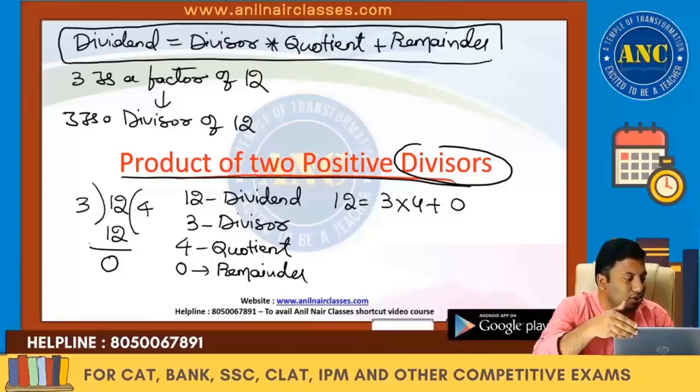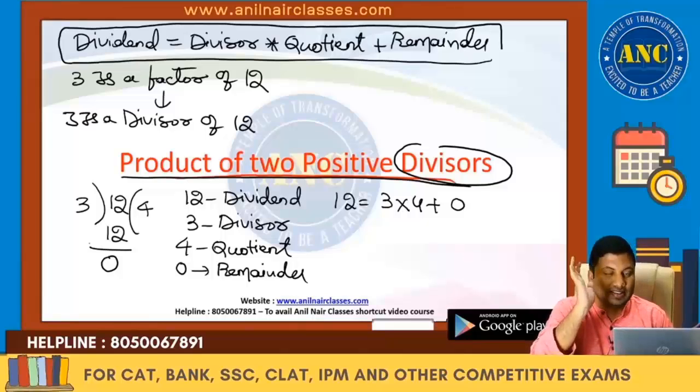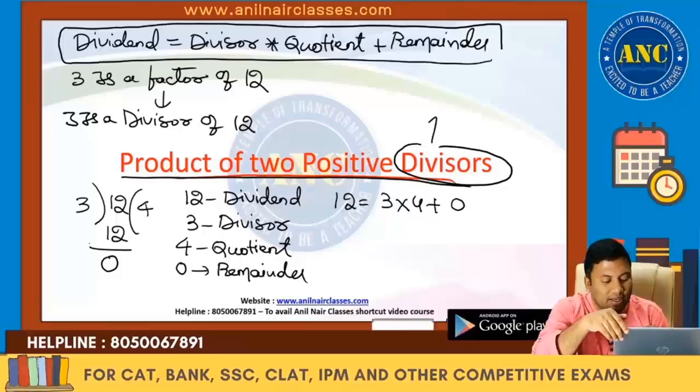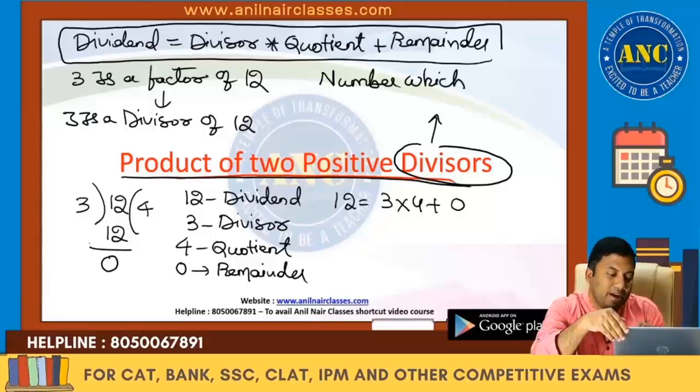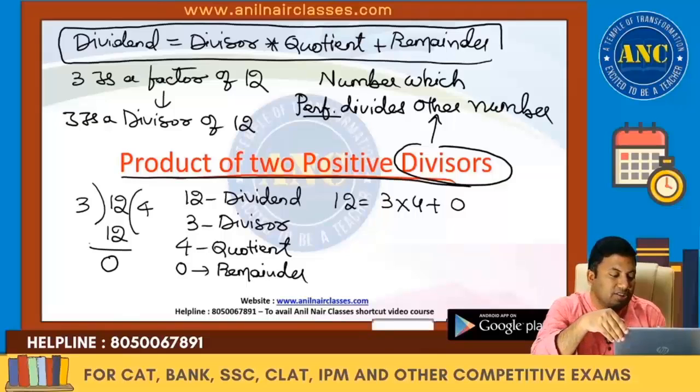I hope you understood the definition of divisor. Divisor means a number which perfectly divides another number. A number which perfectly divides another number is called a divisor. Perfectly divides means the remainder should be 0.